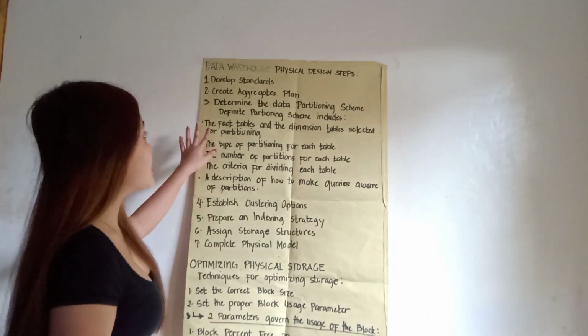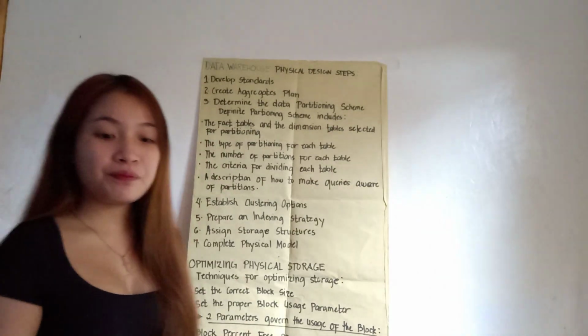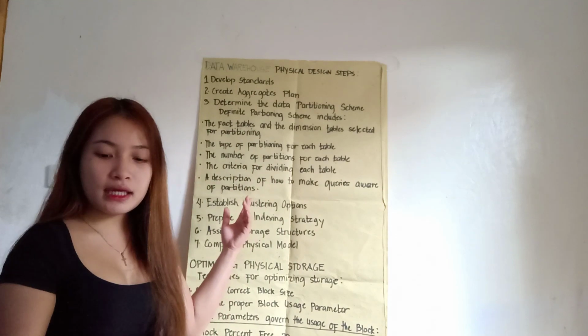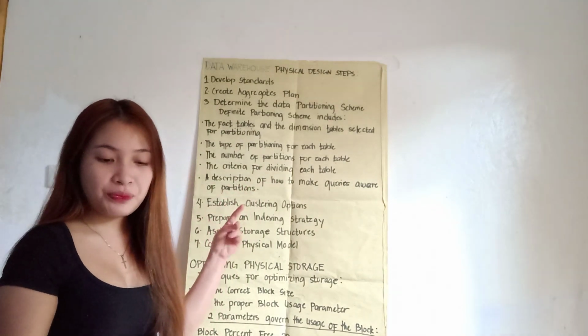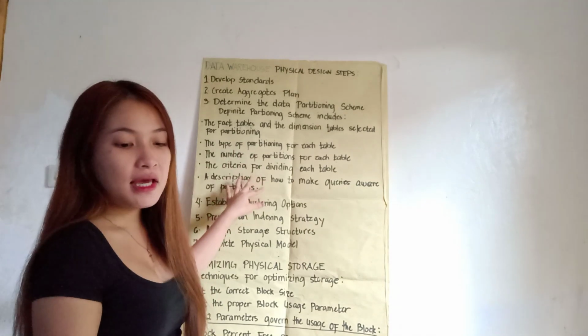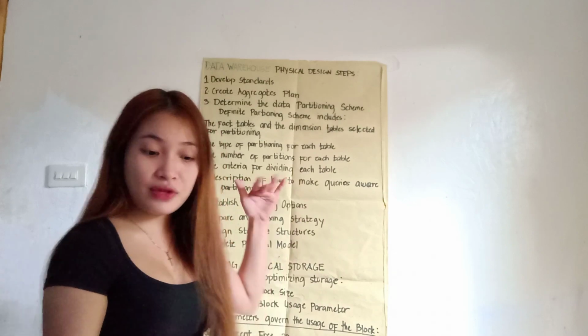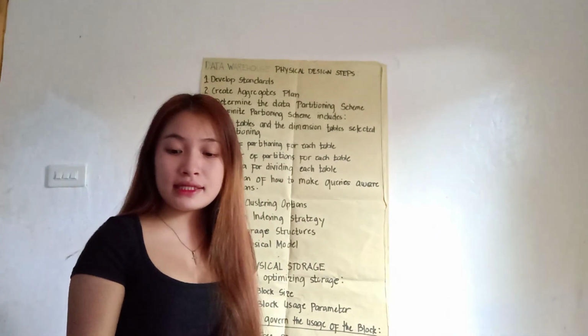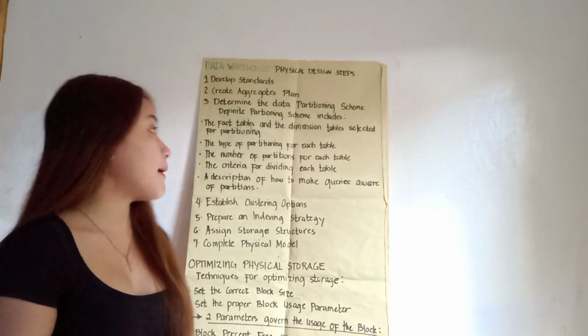The second one is create aggregates plan. In this step, review the possibilities for building aggregate or summary tables. You will need a comprehensive plan for aggregation. The plan must spell out the exact types of the aggregates you must build for each level of the summarization. It is possible that many of the aggregates will be present in the OLAP system.